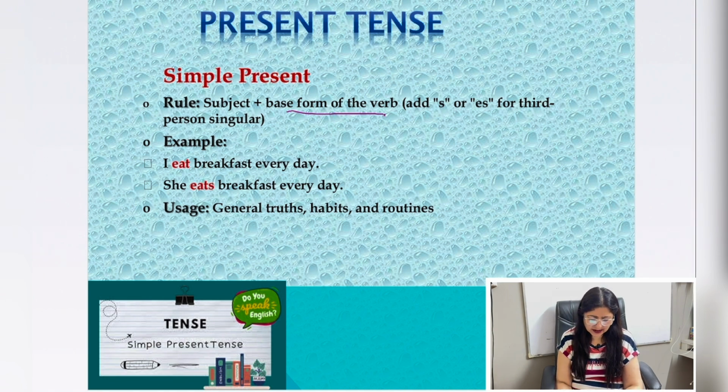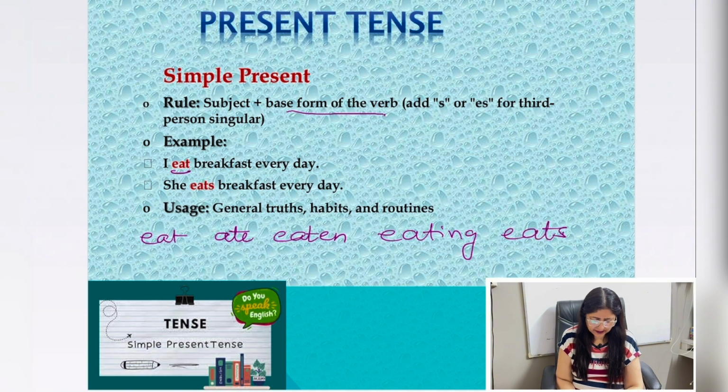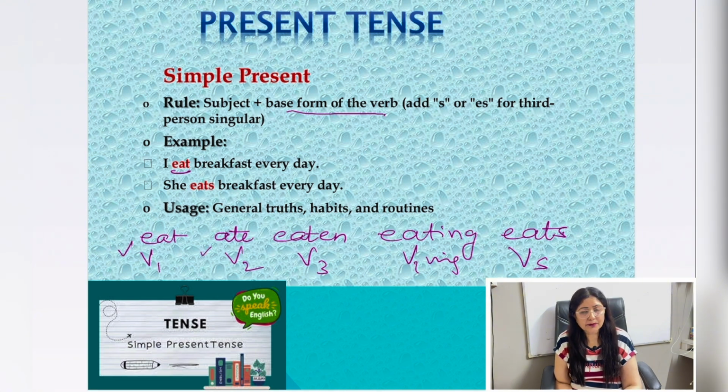The easiest way to understand is, for example, here is the verb eat. We will be using its different forms: eat, ate, eaten, eating, and eats. So this is V1, V2, V3, V1-ing, or Vs. In another way we can say this is the base form, this is the past form, this is your past participle form, and this is your present participle form. So the easiest way is V1, V2, V3, and then we'll be using V1-ing and then Vs.